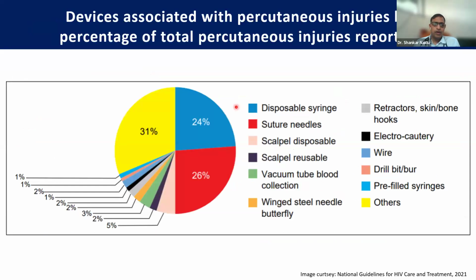So what are the various devices associated with percutaneous injury, by percentage of total percutaneous injuries reported? Disposable syringes are the commonest, along with suture needles. Then others are retractors or skin hooks. Then scalpels, which are either disposable or reusable. Various winged steel needle butterflies or other IV sets. Then electrocautery, pre-filled syringes. So these are all devices which have potential risk of causing percutaneous injury.